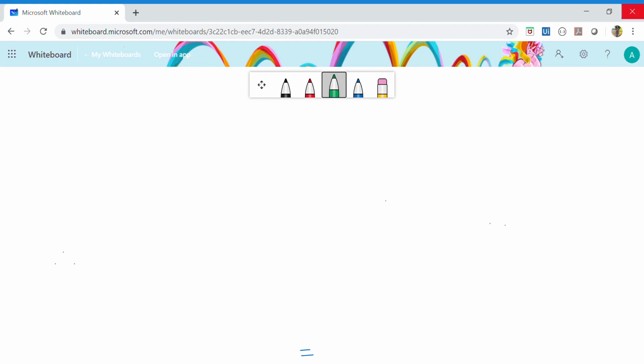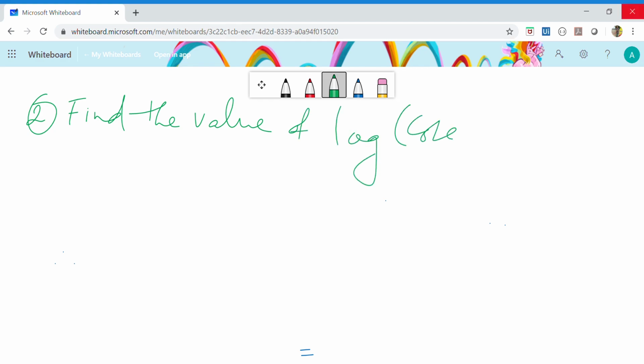Next, second question. Find the value of log of cosecant 45 degrees to the base 2. This is a connective question to the first chapter, with trigonometry.